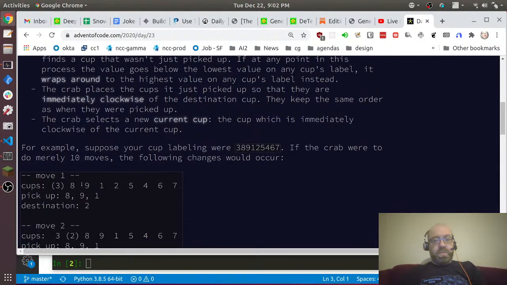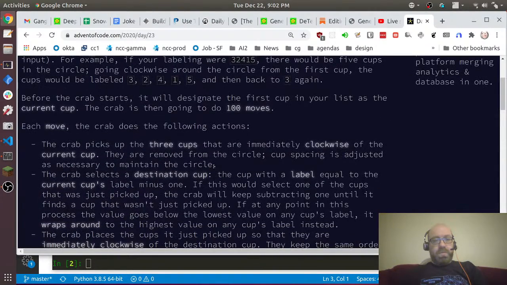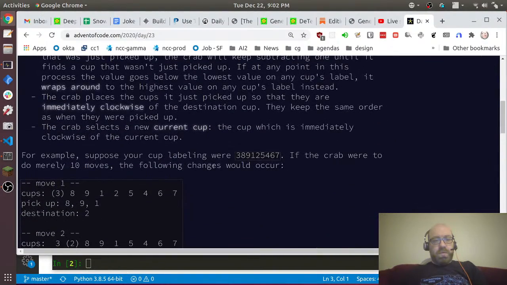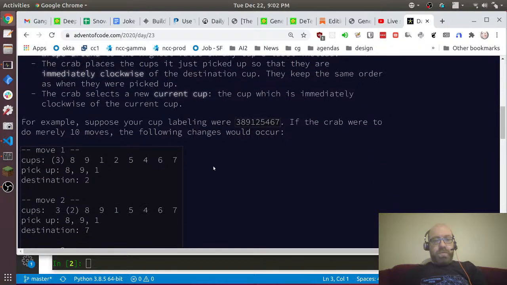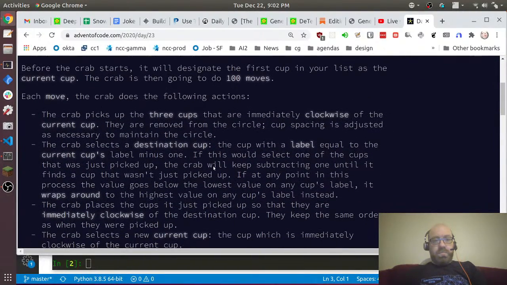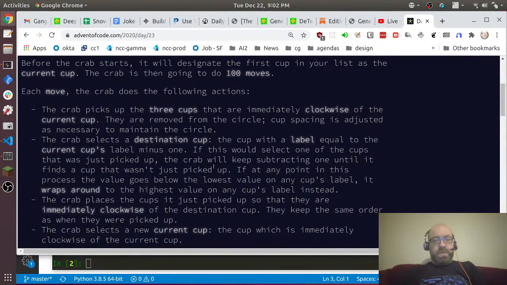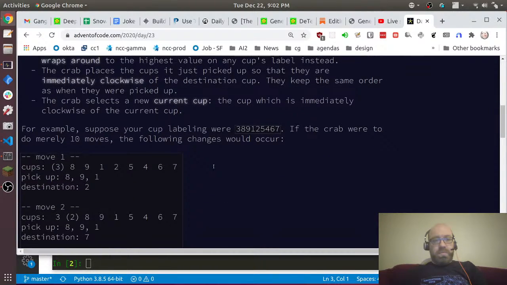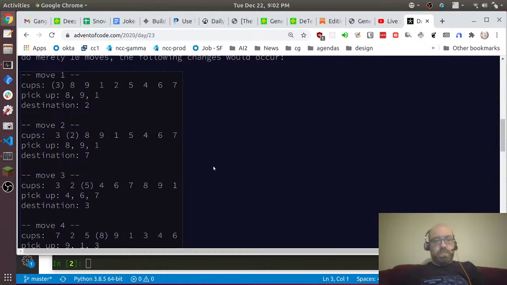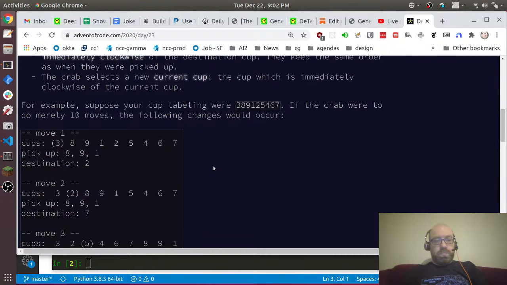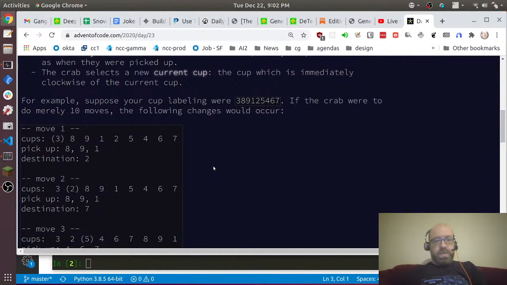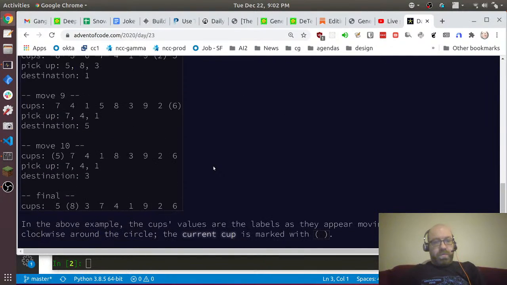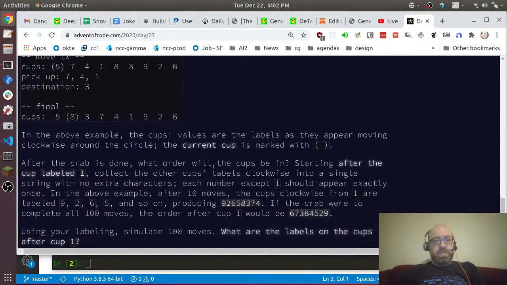Cup 1. Okay, picks up the current cup. Pick up 891. Label equal to the current cup's label minus 2. Destination 2, and then put them, 891, and so on and so forth. Do this until the crab is done.